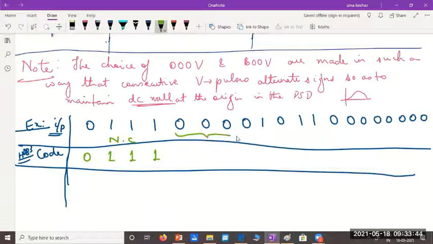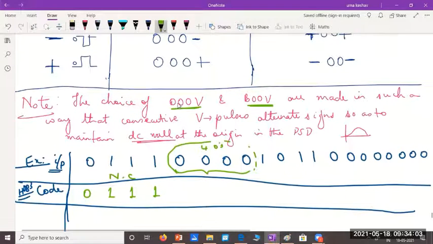But here if you see, I have a consecutive sequence of 4 zeros. Since it is HDB3, I have to replace this. What will I replace this with now? Whether I should consider this replacement or this replacement. You make the choice of either using this replacement or the second replacement, in such a way that the voltage pulses will alternate the signs.